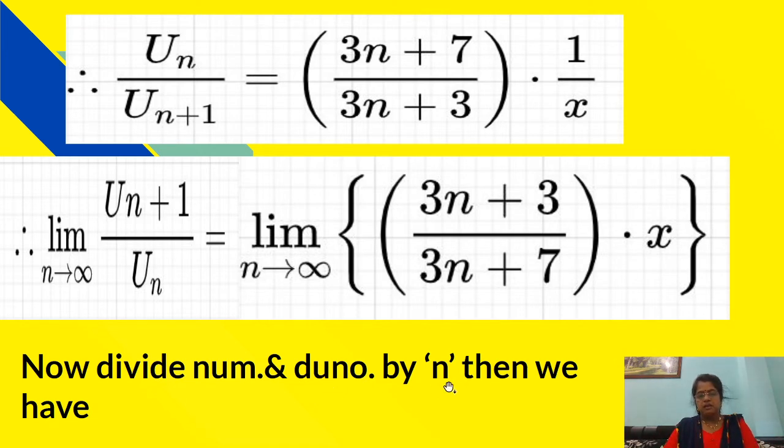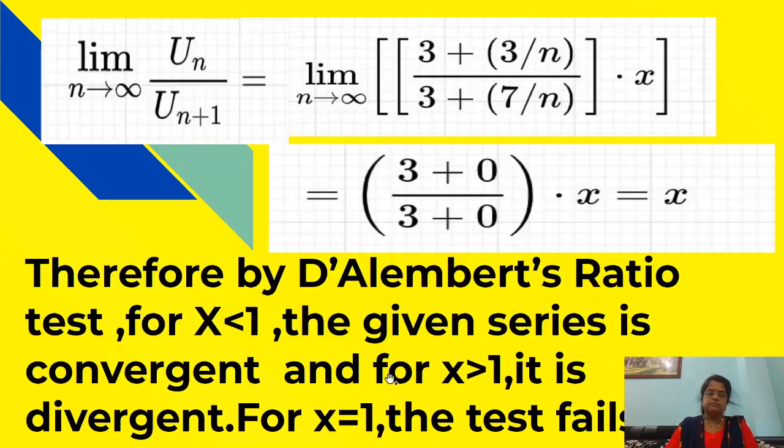Now divide the numerator and denominator by n. Then we have limit n tends to infinity un plus 1 upon un is equal to limit n tends to infinity 3 plus 3 upon n divided by 3 plus 7 upon n into x. Now when n will tend to infinity, 3 upon n will become 0, 7 upon n will become 0, and therefore this is equal to 3 plus 0 divided by 3 plus 0 into x, which is equal to x.